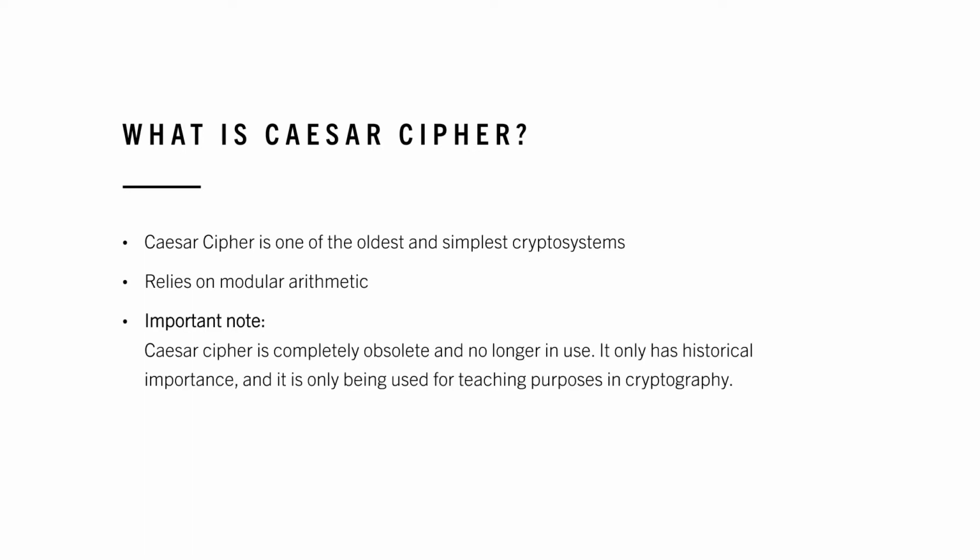Lastly, an important note, and I think most of you know this by now, that Caesar Cipher is completely obsolete and no longer in use. It only has historical importance at this point, and it is only being used for teaching purposes in cryptography and as a toy example.